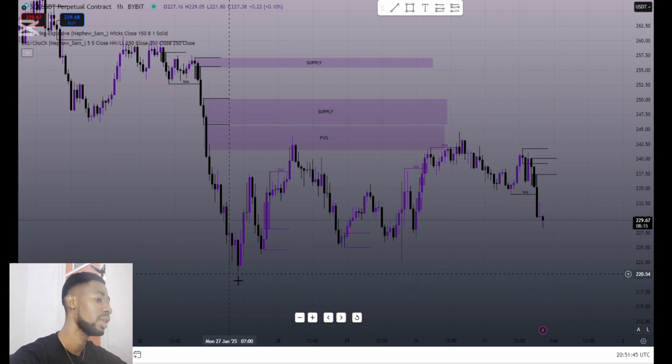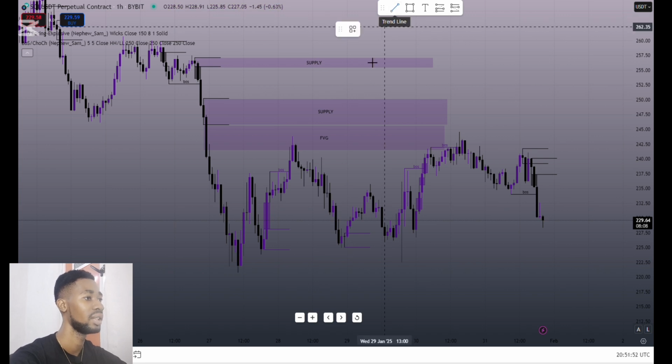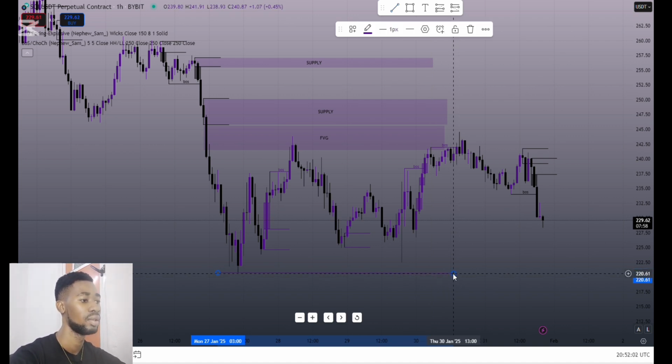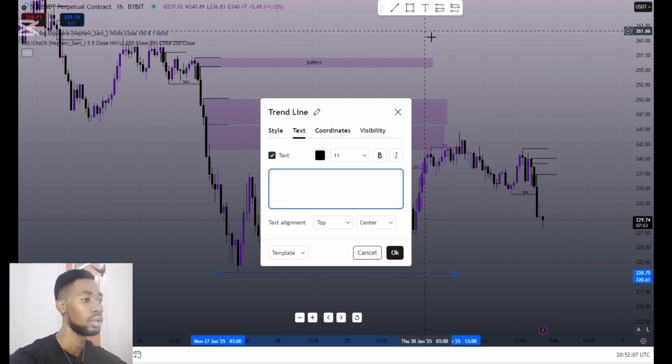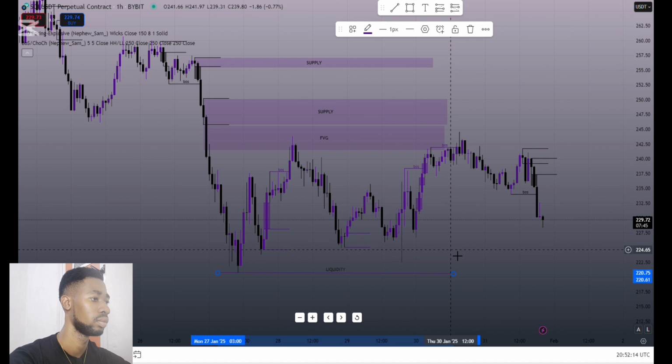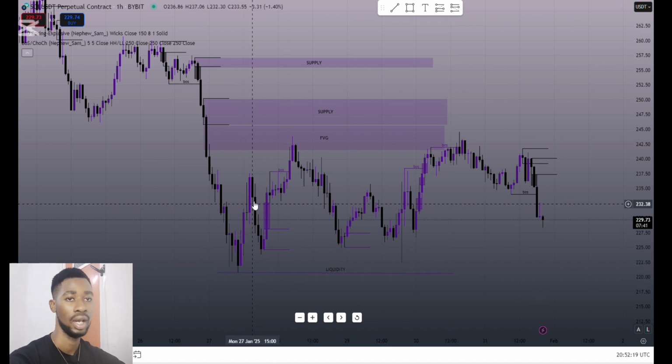Now, what can we observe from this place? This was the lowest point the market got to before it went up. So we are going to mark this with a trend line, which we are going to classify as the point of liquidity. So let's just write liquidity. Right? So now we've marked this. This is liquidity. I hope everyone is following me.